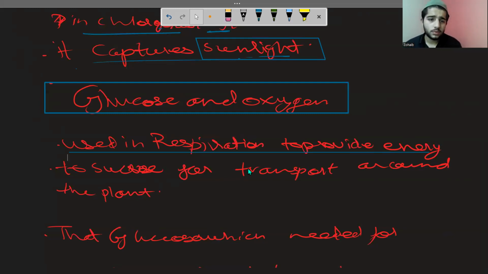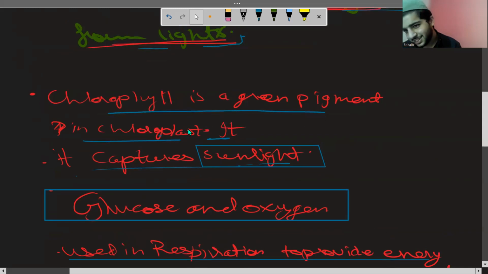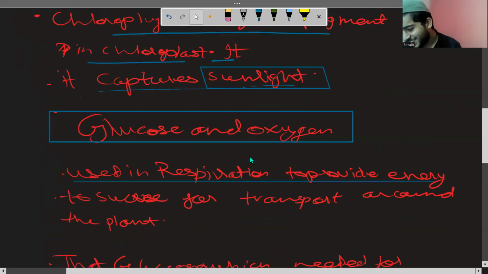Professor, can you hear me? The second point of chlorophyll? Yes, the second point. It is a green pigment in chloroplast. It captures sunlight. That's the second point.